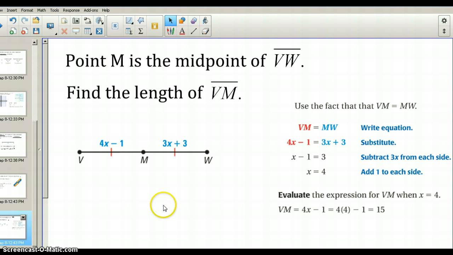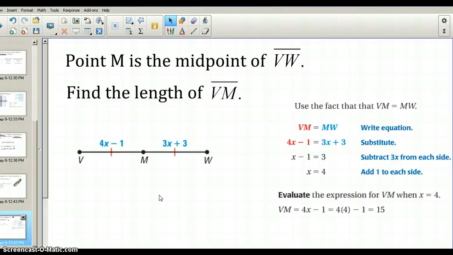Just be careful of wording. This did just ask for VM, which is this length. Maybe on a test or quiz I asked for VW. So you plug it back in, you do get 15 and 15, but then the entire length is 30. So just be careful. Make sure you're reading and making sure you're finding the right answer.